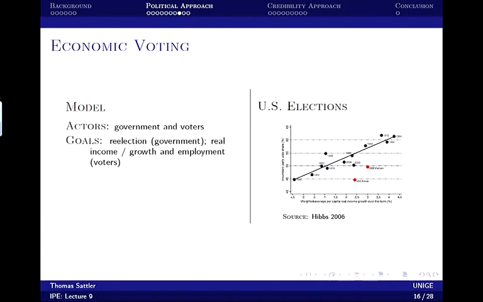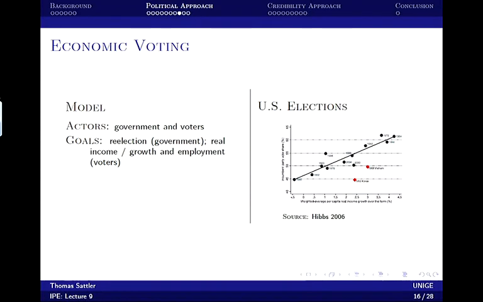Gore is not an exception. He's in this pattern, right? By how much income growth they generated, the prediction was that he would receive almost 55%. So this regression line tells you how much he should have received based on just considering income growth. And so he should have almost received 54%, but he received only 50% of the popular vote.